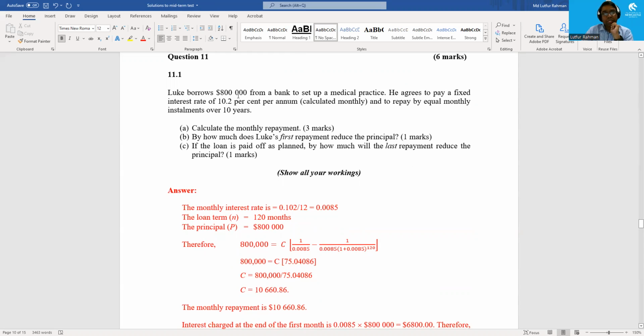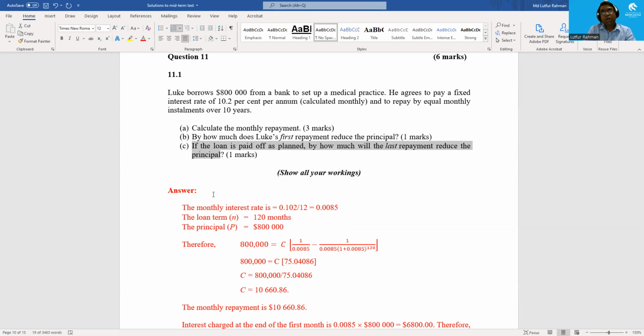Luke borrows 800,000 from a bank to set up a medical practice. He agrees to pay a fixed interest rate of 10.2% per annum, calculated monthly, and to repay by equal monthly installments over 10 years. So the first part of this question was to calculate the monthly repayment. Then, by how much does Luke's first repayment reduce the principal? And if the loan is paid off as planned, by how much will the last repayment reduce the principal?